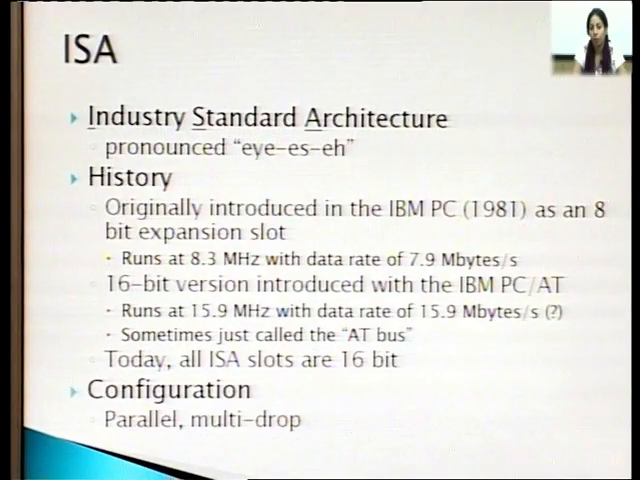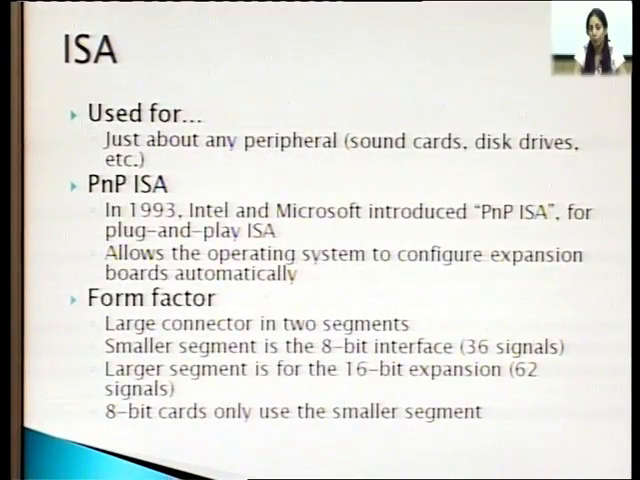Configuration: parallel or multi-drop. We can use this in the form of parallel or multi-drop. Further, it is used with just about any peripheral, like sound cards, disk drives, etc. One more feature in ISA is the PNP ISA slot. In 1993, Intel and Microsoft introduced PNP ISA, for plug and play ISA, which allows the operating system to configure expansion boards automatically. This is the plug and play ISA feature.